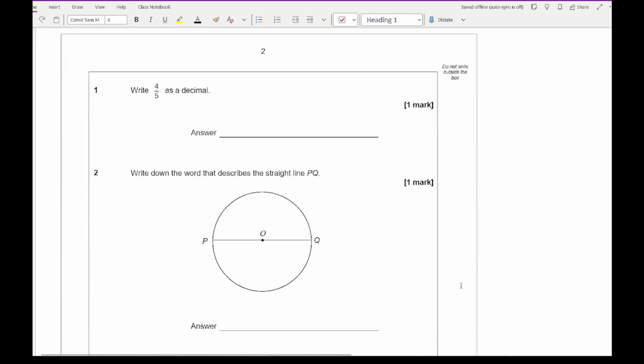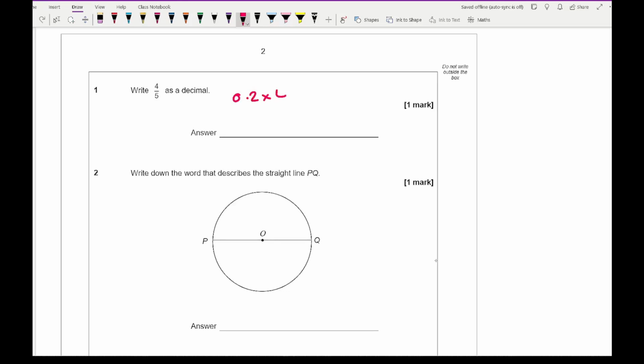So looking at question 1, it says write 4/5 as a decimal. So for this, either you recognise 4/5 as 1/5 is 0.2, so it's going to be 0.2 times 4, which is 0.8. Or alternately, you could have done 4 divided by 5. How many 5s go into 4? None. Carry the 4 over, and that will be 8. And then there is our decimal equivalent.